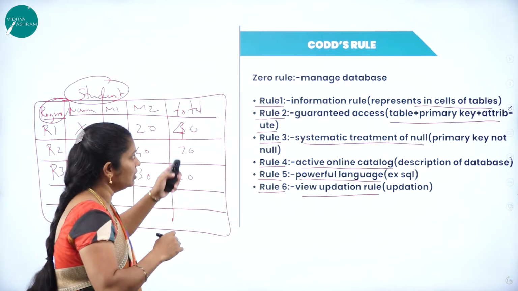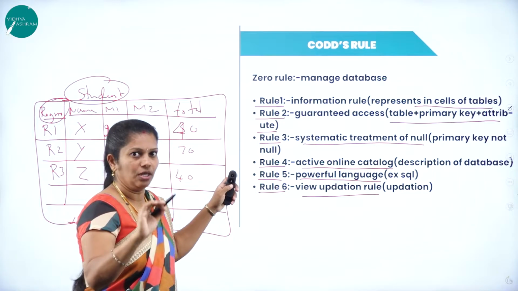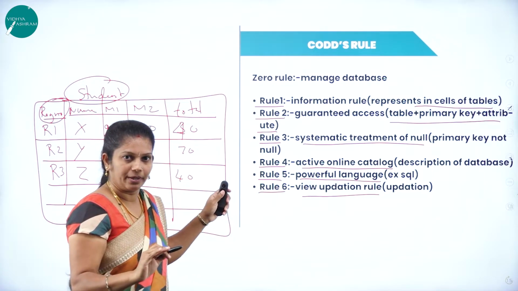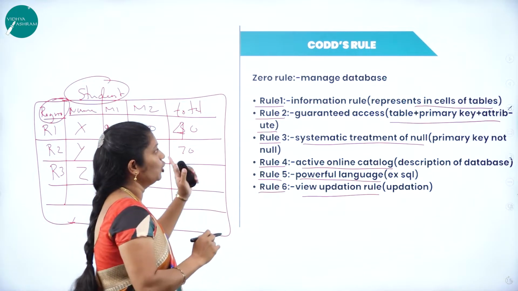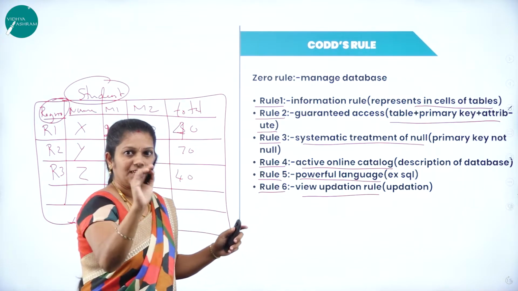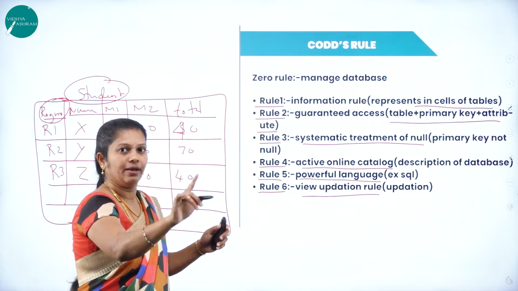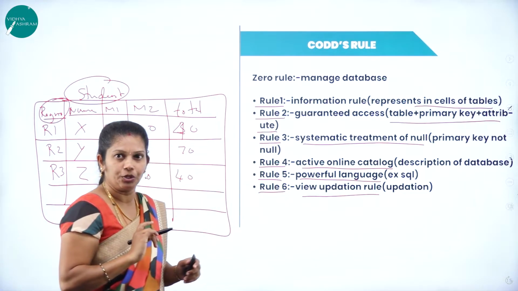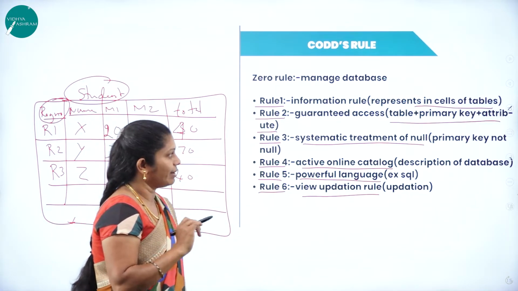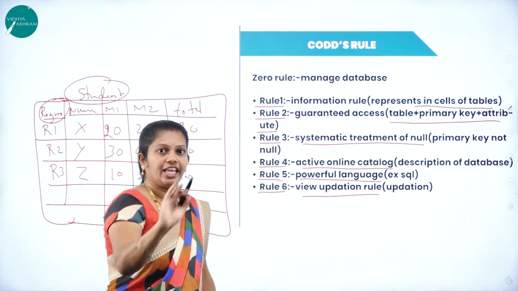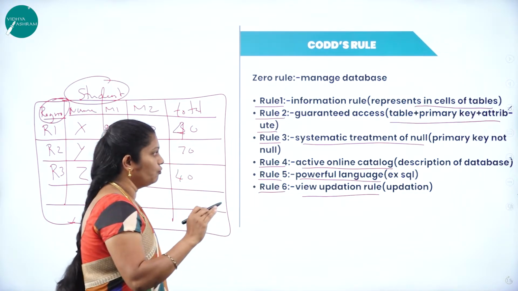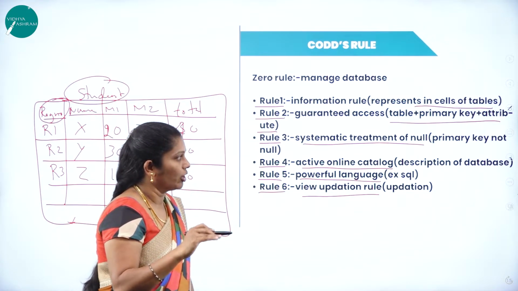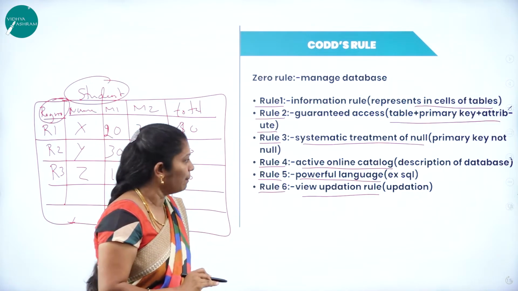Once again, let me recall. Rule 1, information rule, means data has to be represented in cell format, that is, in table format. Rule 2, guaranteed access: if I want to access any record, we have to mention the table name, primary key and attribute. Rule 3, systematic treatment of null: primary key cannot be null. Whereas rule 4, active online catalog: description about the data in the database.